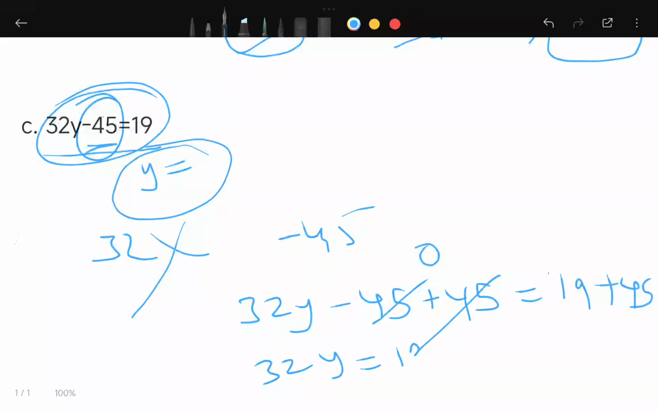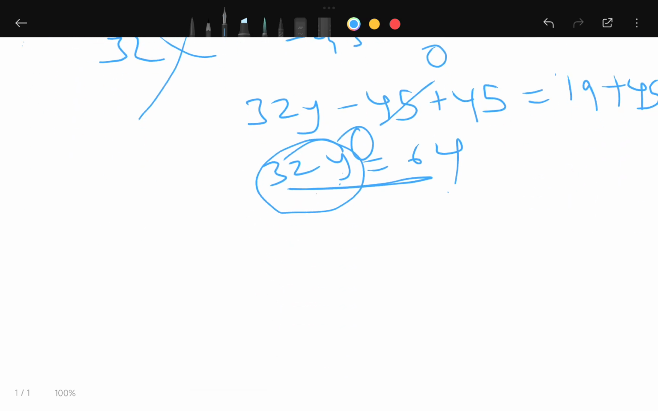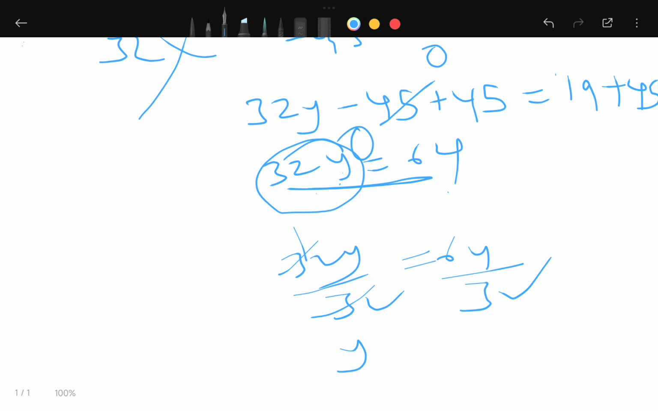32y equals to 19 plus 45 is 64. So now you can see that the constant is eliminated. Now only the variable and coefficient are present. Now we can divide by 32. So 32y by 32 equals to 64 by 32. 32 ones are 32, 32 twos are 64. Y equal to 2.